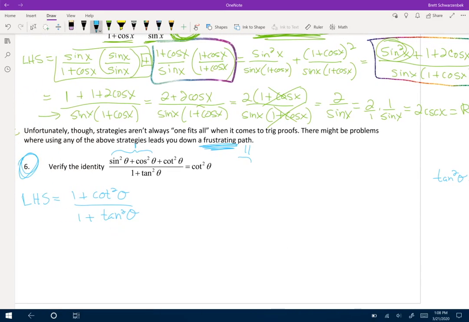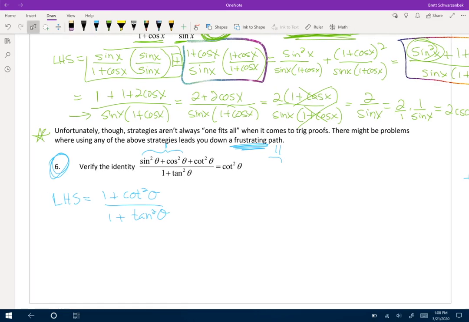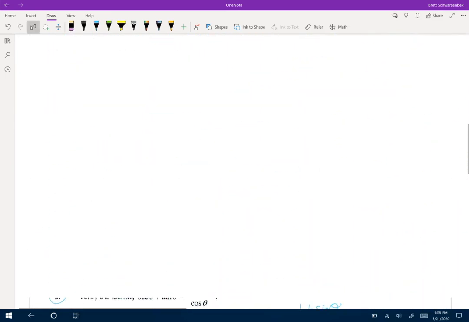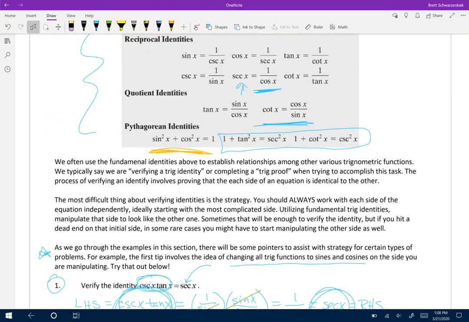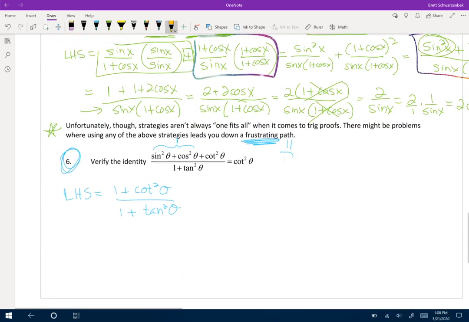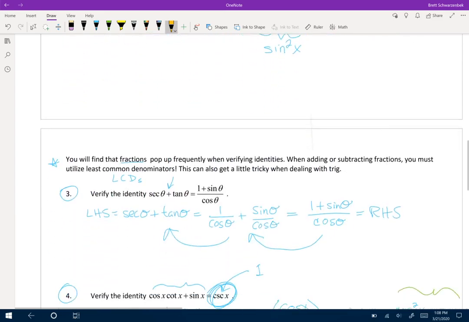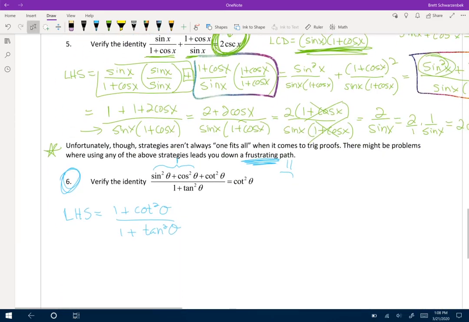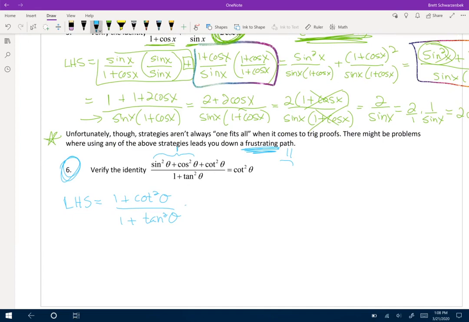Well, there is actually a very clear alternative. If you look at 1 plus cotangent squared and 1 plus tangent squared, just look at your trig identities. Look at this guy right here. Those are actually defined as trig identities, which means we can replace each one with cosecant squared and secant squared respectively in our problem. So that's exactly what we're going to do. Remember, 1 plus cotangent squared in this problem is equal to cosecant squared. And 1 plus tangent squared is equal to secant squared.